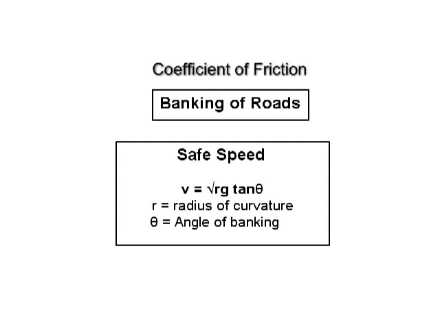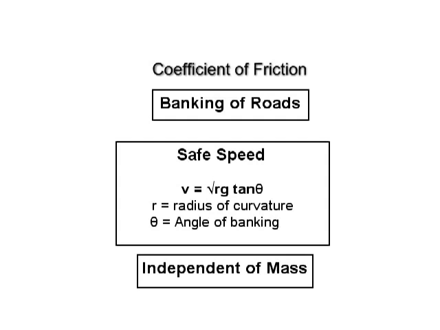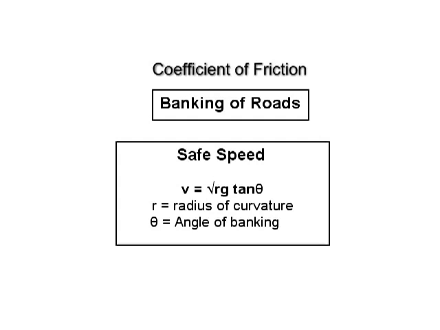In both the formulae, there is no mention of the mass of the vehicle, so both the formulae are independent of the mass of the vehicle. So banking of roads is a preferred method to increase the safe speed on a curved path.